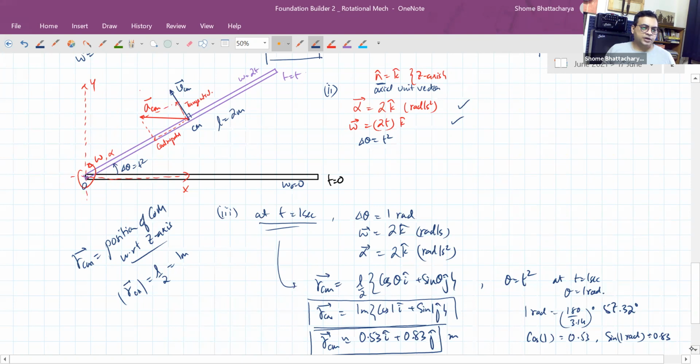Now for the third part, why is this important? Because we need to calculate the acceleration of the center of mass and the velocity of the center of mass. So remember, these are defined in terms of the position vector and the angular vectors alpha and omega.